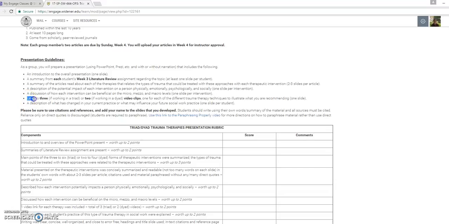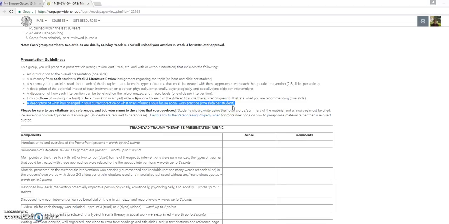Then you have to come up with links to video clips which show how play therapy is conducted or how equine therapy is conducted, or whatever therapy that you've chosen, so people reading your slides can get a complete understanding of the intervention. And then a description of what has changed in your current practice or what may influence social work practice in the future. This is one slide per student.